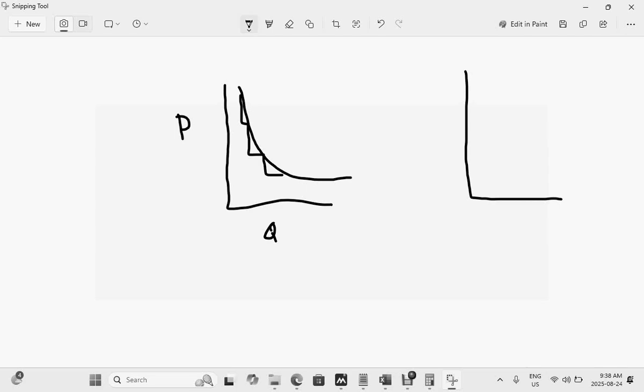Now, apart from your price elasticity for your demand curve, you also have your price elasticity for your supply curve. The price elasticity for the supply curve will be unitary elastic, and this will be a straight line, which basically means that for every unit change in price, there will be 1 unit change in quantity supplied.